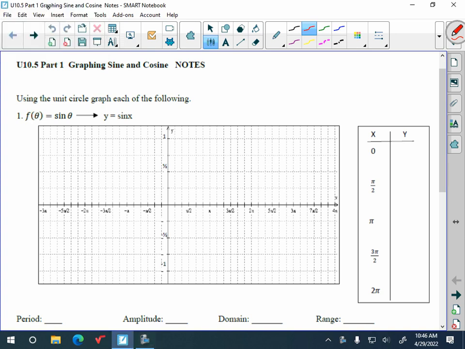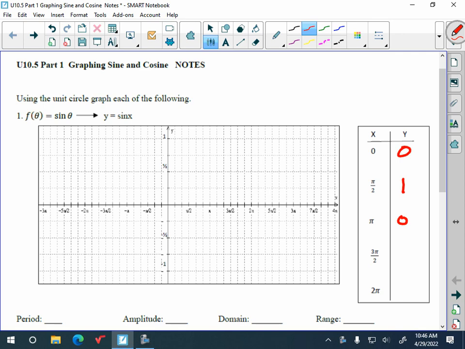All right, so at 0, it's 0. And then at pi over 2, think of 90 degrees up at the top on the unit circle. The ordered pair is 0, 1, and so the y-coordinate is 1. And then at pi, you're over at 180 degrees. The ordered pair at pi is negative 1, 0, and so the y-coordinate is 0 at pi.